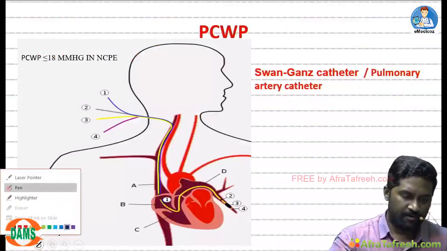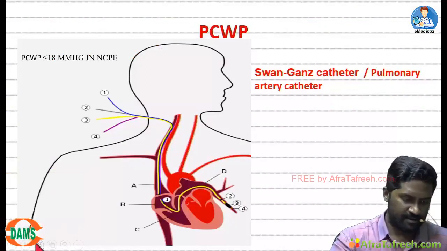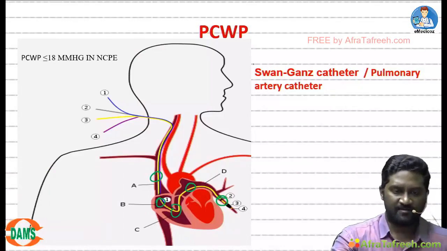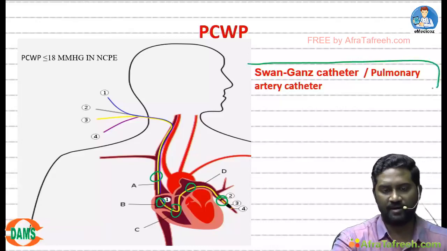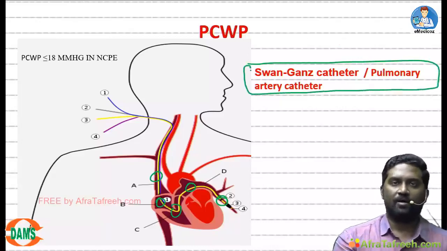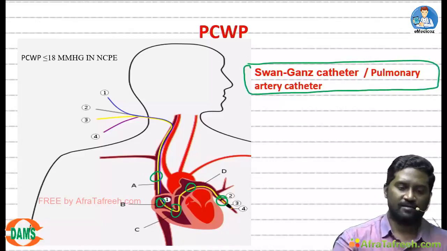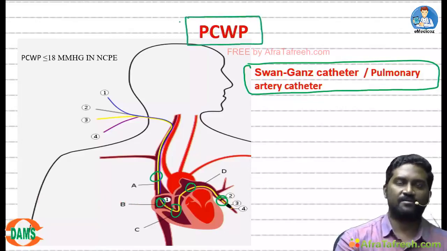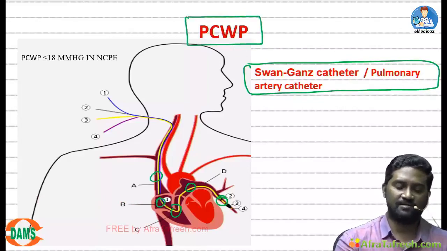Into the pulmonary circulation, from the right heart, jugular, right atrium, right ventricle into the pulmonary artery into a small branch, I have put a specialized catheter. The name of the catheter is Swan-Ganz catheter, also called pulmonary artery catheter. What is this method called? Pulmonary capillary wedge pressure. What will it indirectly measure? Left atrial pressure.